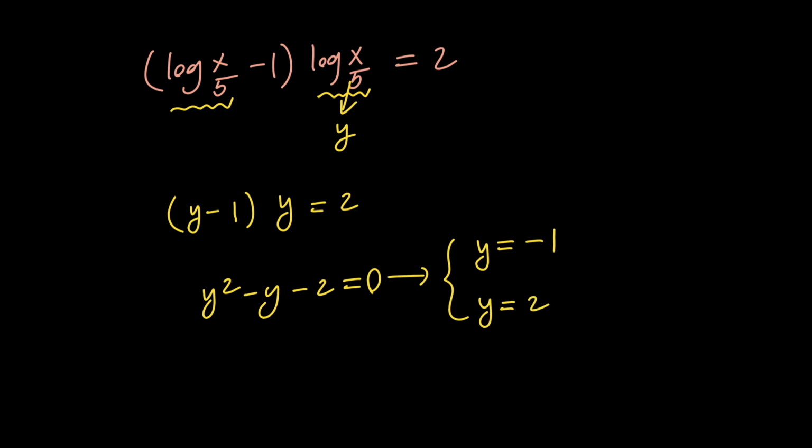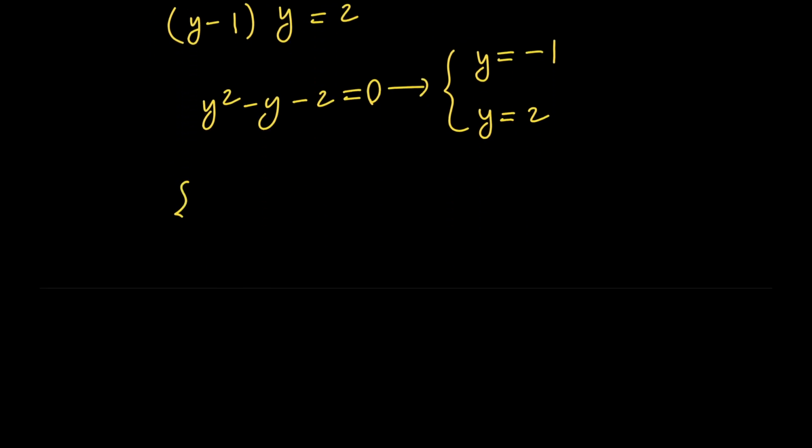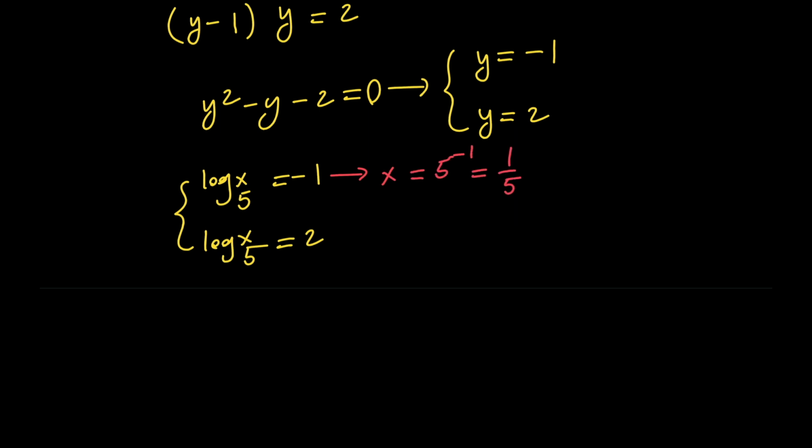Cool. Remember that y is log x with base 5. Therefore, we can say that either log x with base 5 is -1 or log x with base 5 is 2. By using the definition of logarithm from the first one, we can say that x is 5 to the power of -1, and that is equal to 1 over 5. From the second one, we can say that x is 5 squared, and that is 25. Great. So x is either equal to 1/5 or it is 25.